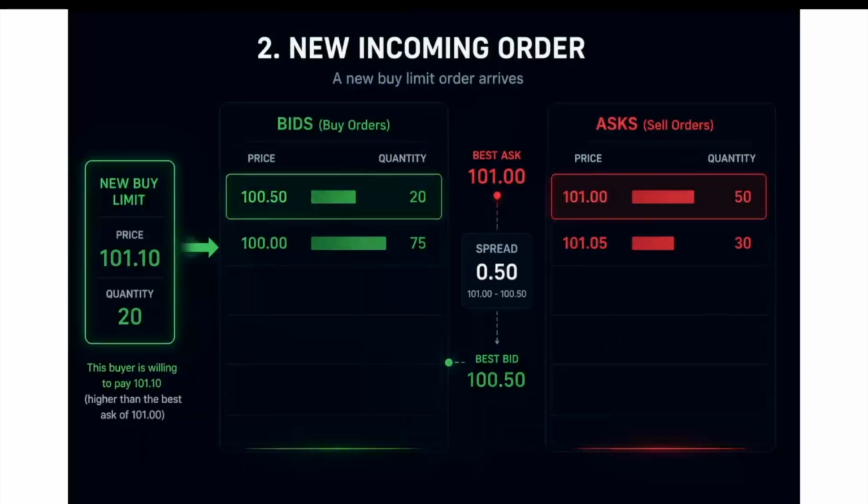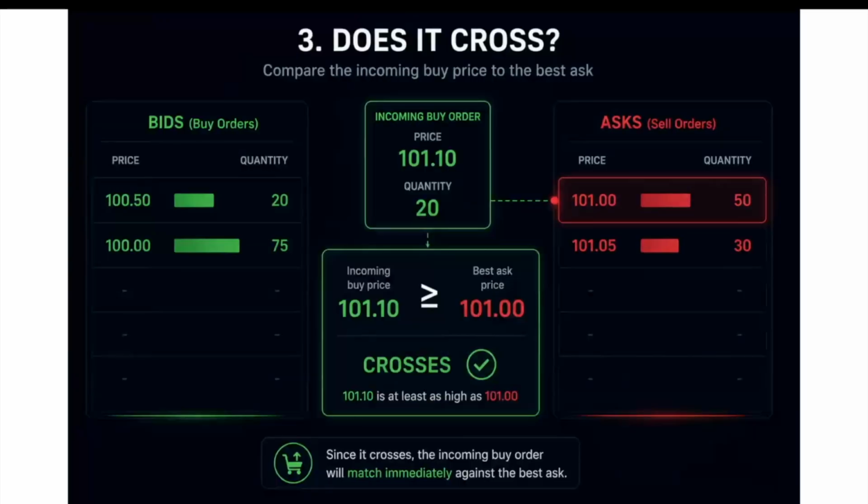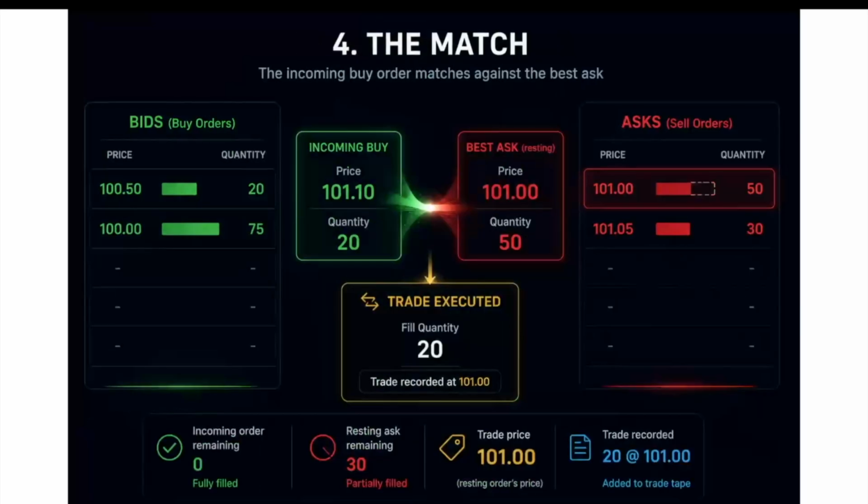All right, so we get a new incoming order. This is a new buy limit, a new bid, and it is at 101.1 for quantity 20. Now you may notice that is higher than the lowest ask, and that's great. Now we need to check, does that cross? Meaning, is the incoming buy price greater than or equal to the best, that is lowest, ask price? In this case, it is. It crosses. That's exciting. Since it crosses, the incoming buy order will match immediately against the best ask.